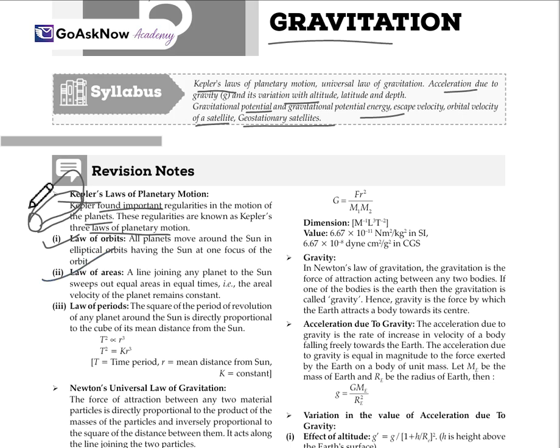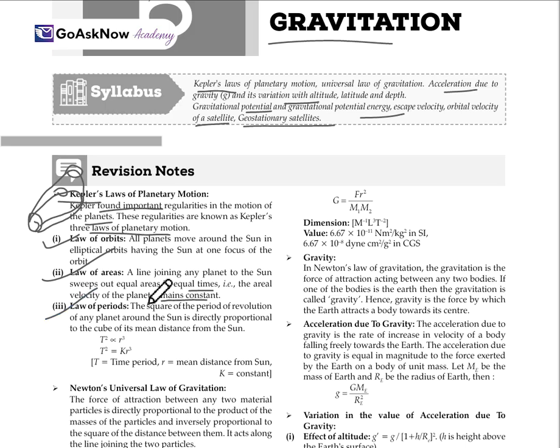Now second is the law of areas. A line joining any planet to the sun. As we know, these are the planets in the solar system, and a line is joining any planet to the sun. This is the sun, and the line sweeps out equal areas in equal times. It means the areal velocity of the planet remains constant. This is the second Kepler's law. First is based on the orbit, the second one is based on area.